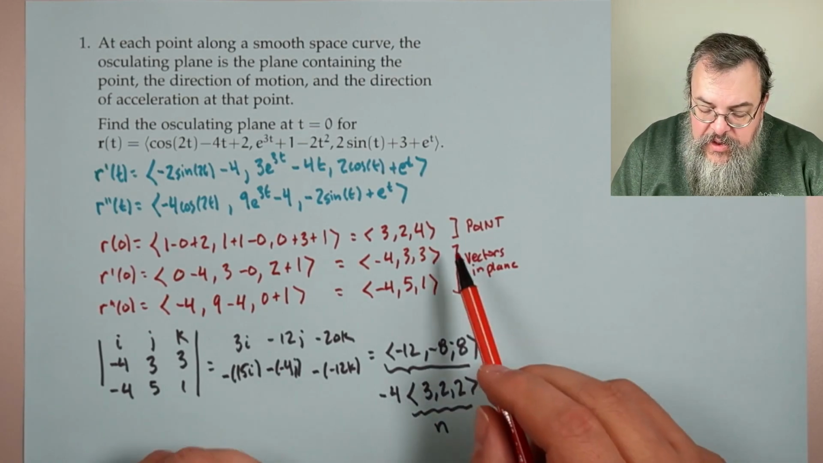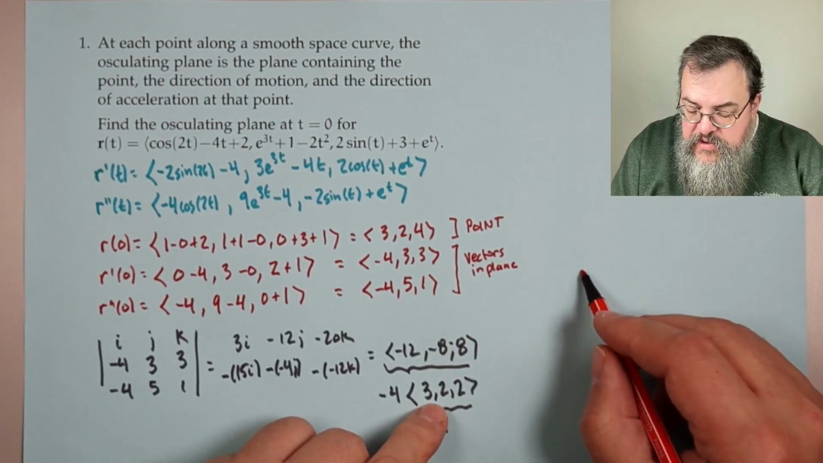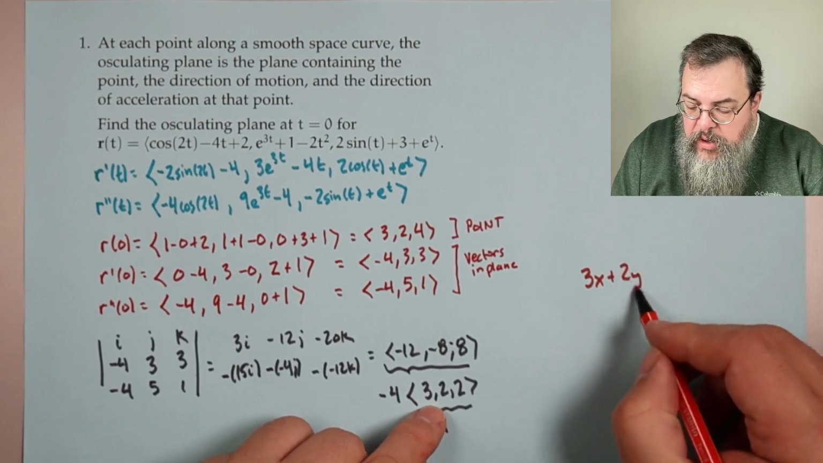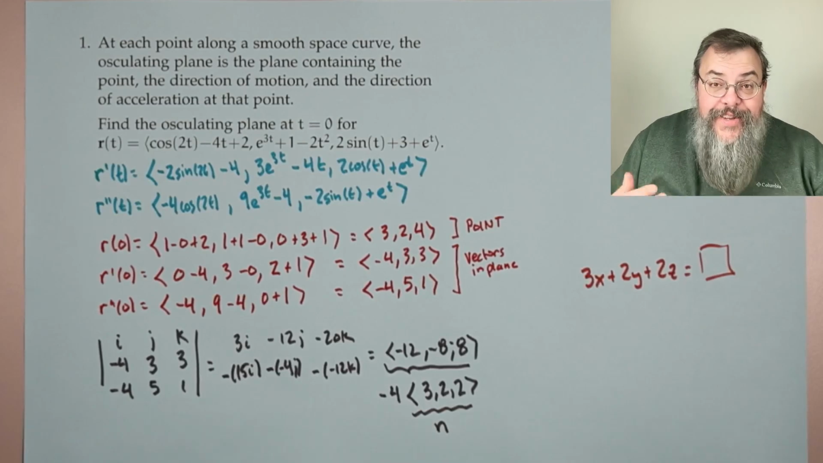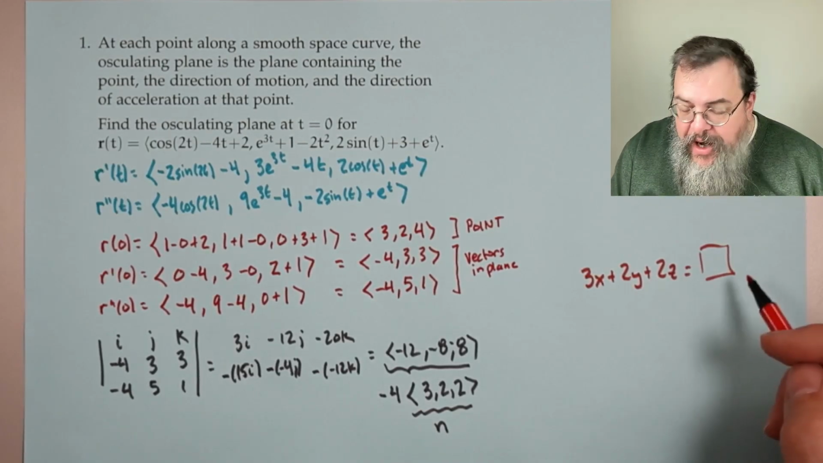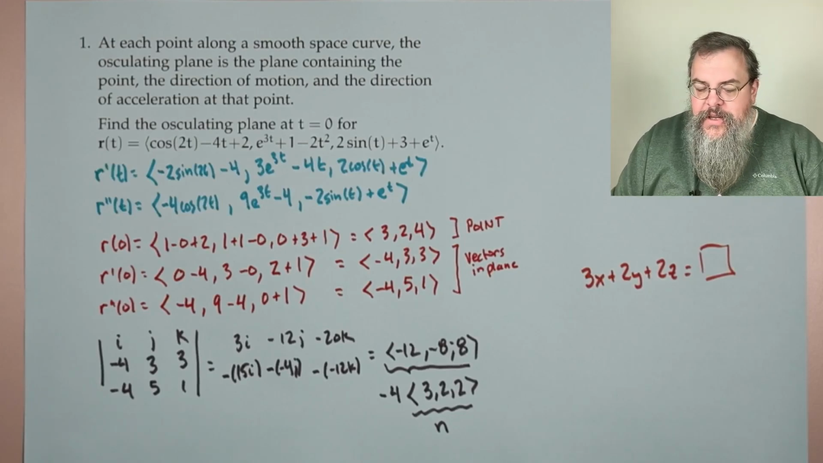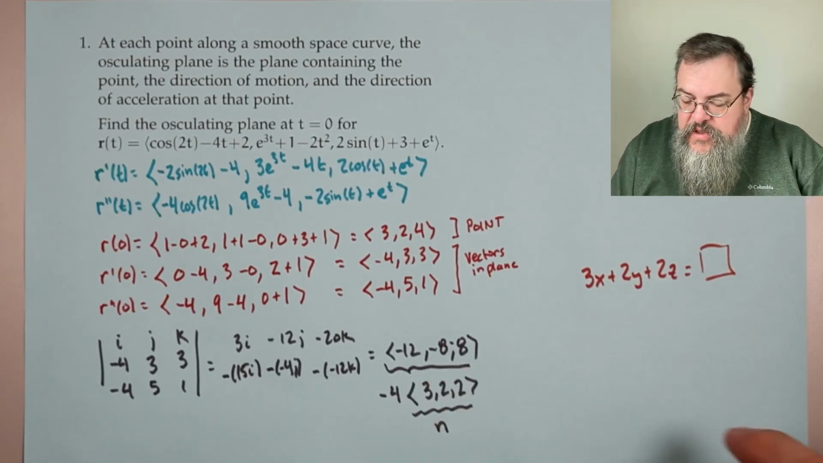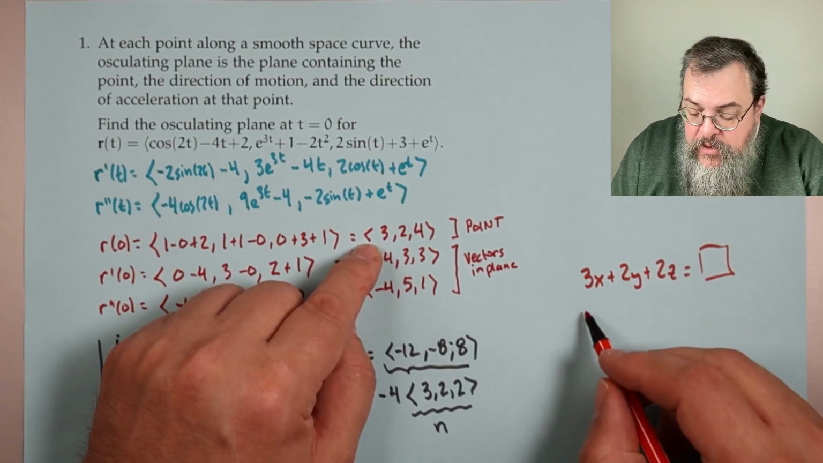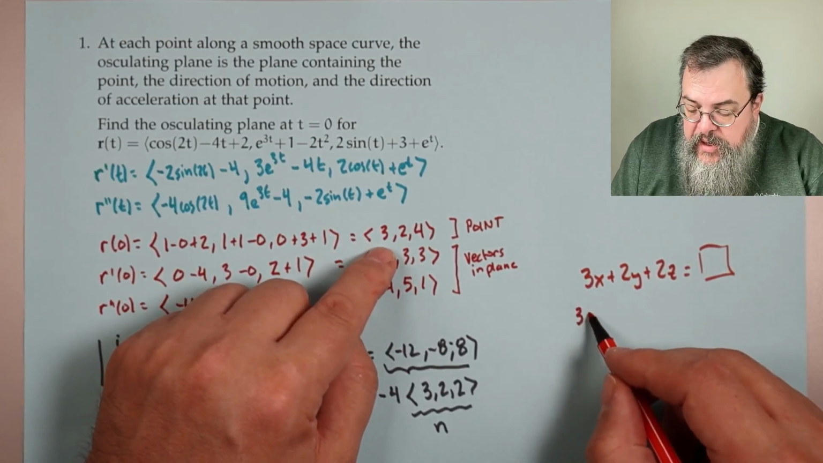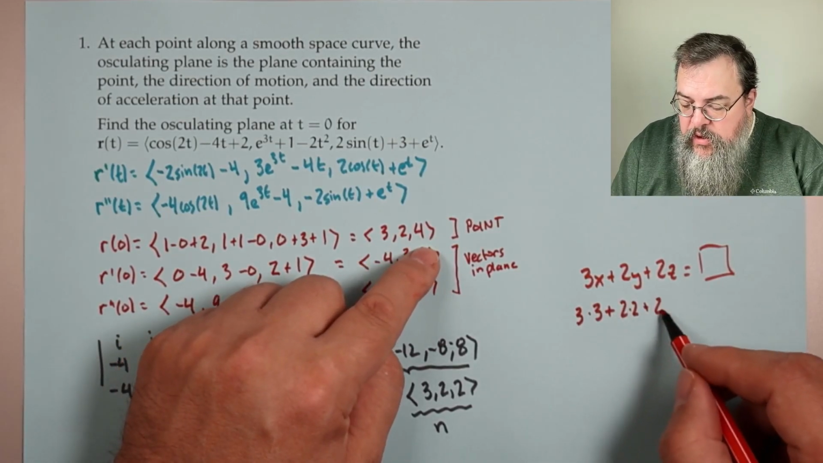So we have our point, we have our normal. Now, we know that these numbers are our coefficients. So we have 3x plus 2y plus 2z equals something. It's the age-old question: what's in the box? What goes there? Well, to figure out what goes here, that's where the point comes into play. So we're going to take the point. x is 3, y is 2, and z is 4.